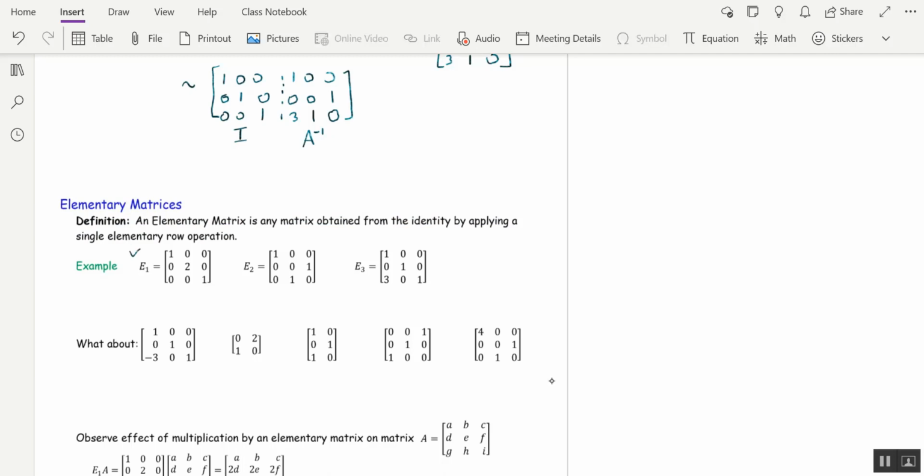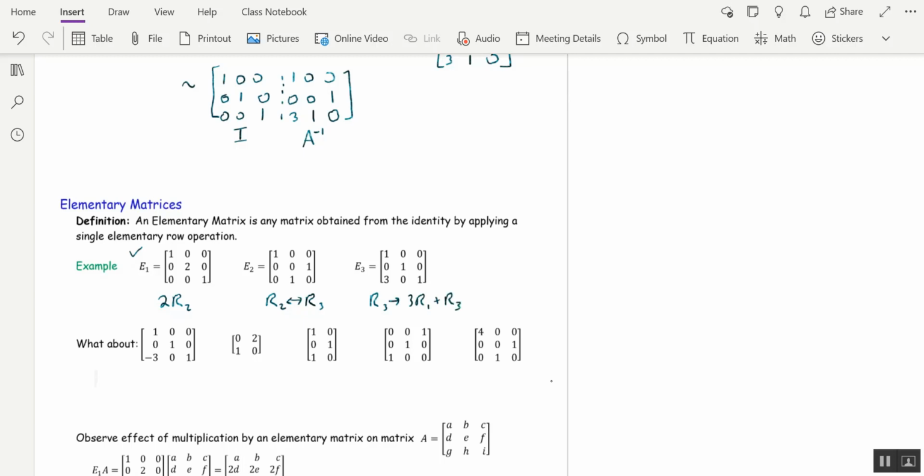In this first matrix here, what I did to the identity to get this matrix is I scaled row 2. So I took row 2 of the identity and scaled it, and that must be an elementary matrix. The next one's also elementary because what I did to the identity to get that matrix is I swapped rows 2 and 3. And then this third one is elementary because what I did to the identity to get that matrix is I replaced row 3 with 3 row 1 plus row 3.